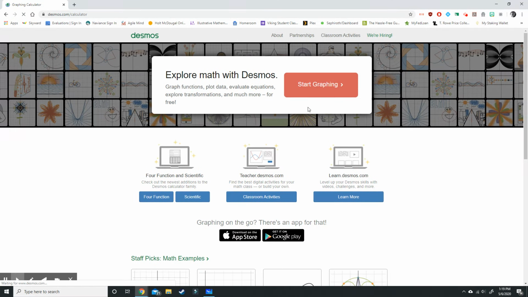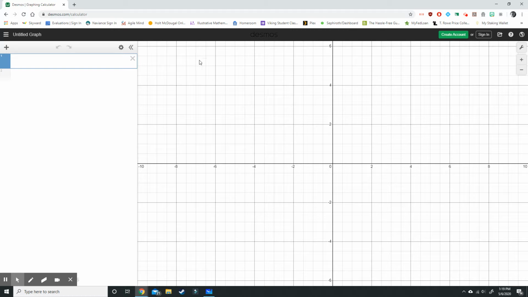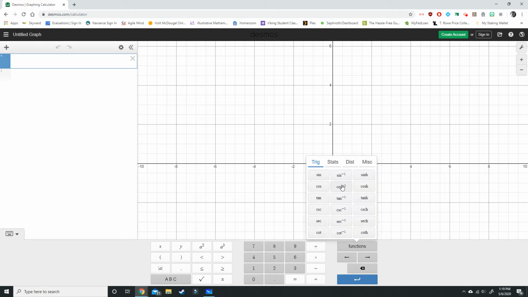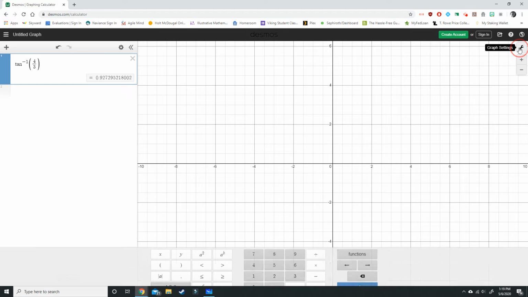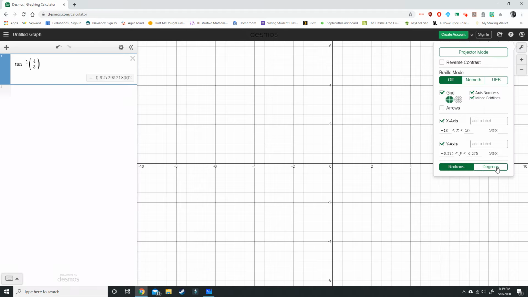And let's use the calculator. So in functions, we can find the inverse tangent, and we want to do 4 over 3. The calculator is going to give this to us in terms of radians. If you click this wrench, you can change it to degrees.